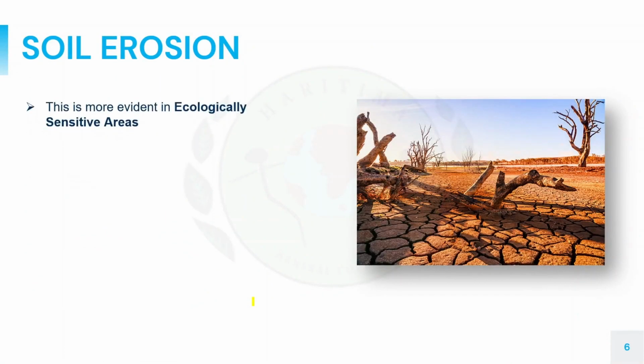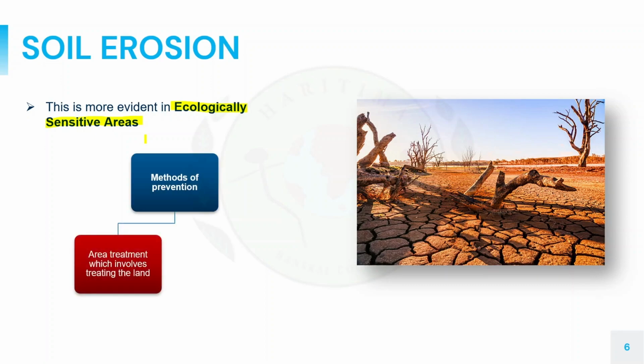Ecosensitive zones are ecologically fragile areas which are within 10 kilometers around protected areas, that are the national parks and wildlife sanctuaries. They have sensitive corridors and ecologically important patches. Soil erosion or any other kind of disturbance in these zones can affect those protected zones. Soil erosion can be prevented by two major methods. The first is area treatment, which involves treating the land, and the second is drainage line treatment, which involves treating the natural water courses.